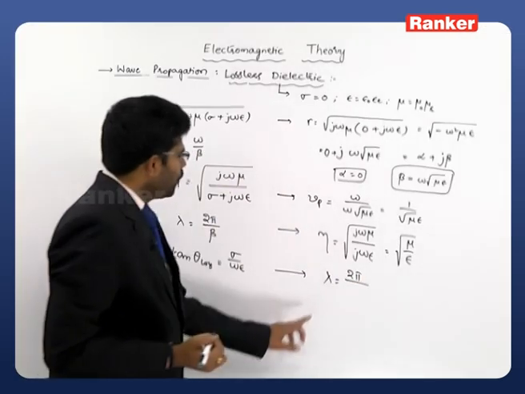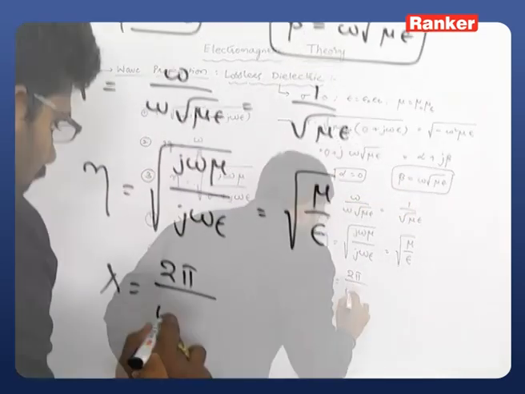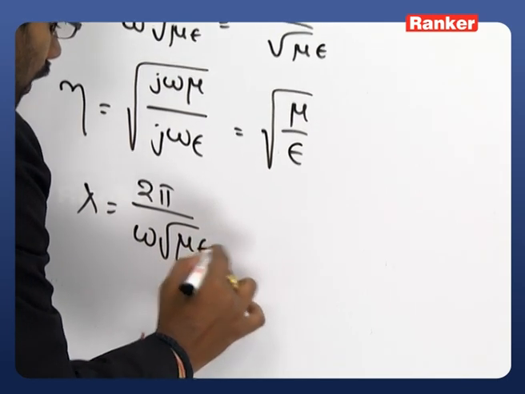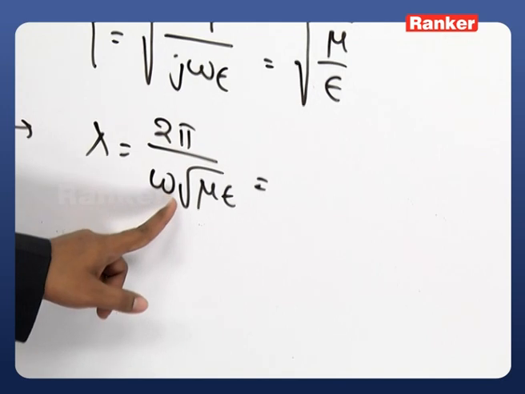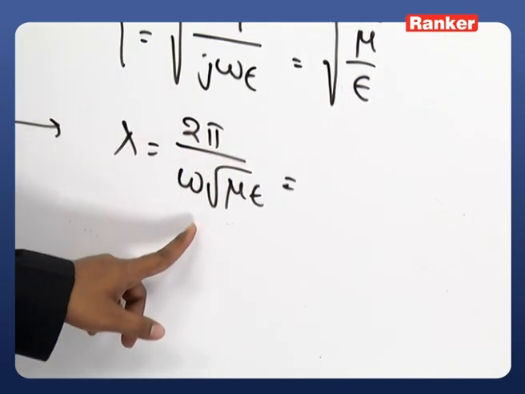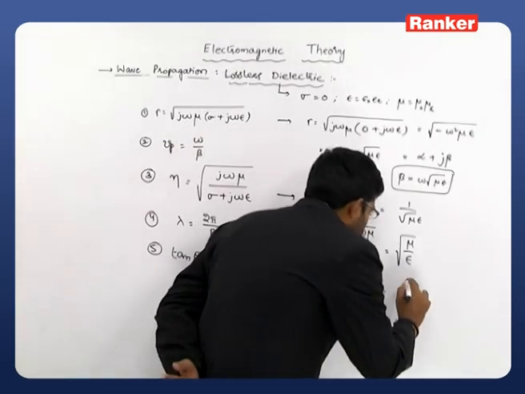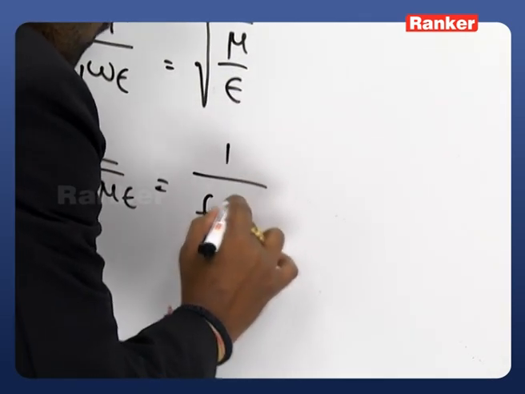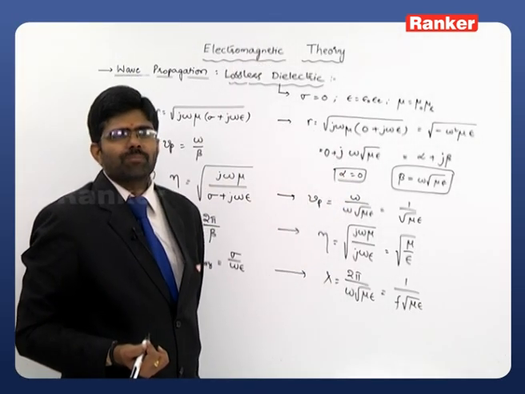Next, wavelength. Lambda is 2 pi by beta. What is beta? From this, beta is omega under root mu epsilon, which is equal to, this can be written as 2 pi f by omega under root mu epsilon. If you take f on the numerator and denominator, 2 pi f is omega, omega will be cancelled. So lambda is equal to 1 by f root mu epsilon. That is nothing but our wavelength.